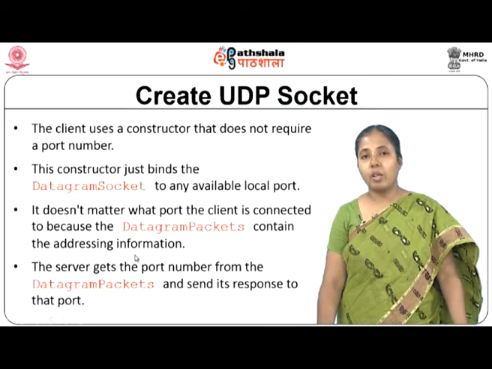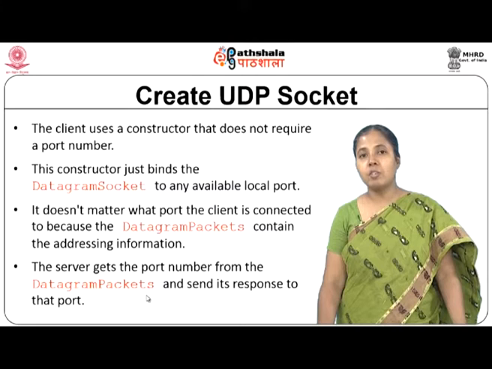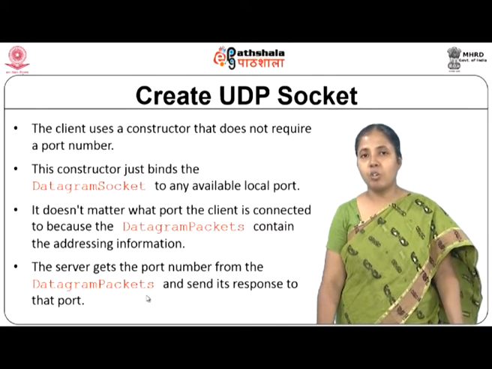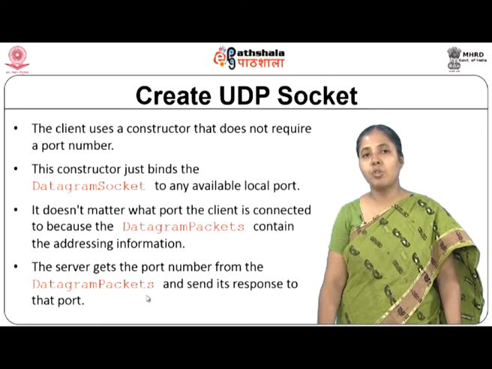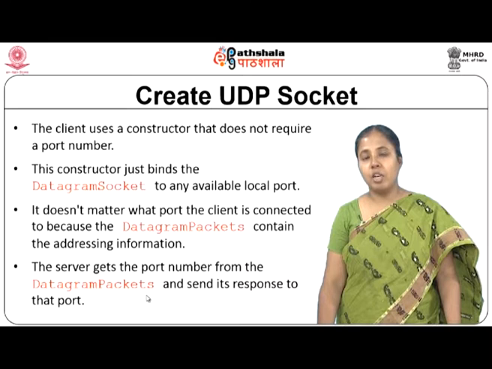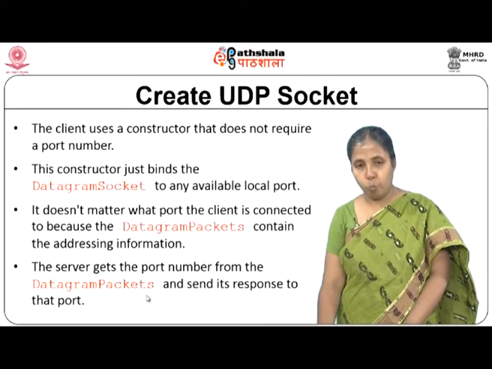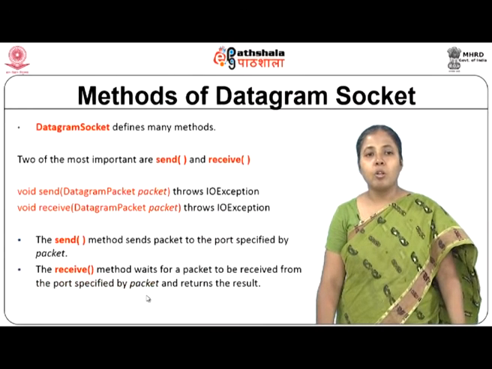The server would get the port number from the datagram packet, and it would send its response to that port number. The client, once it identifies the port number, would communicate to the server again on the same port number. So, the datagram packet is the one which contains this addressing information, not the DatagramSocket class. Now, DatagramSocket defines many methods, but the ones which we will be using now are the send and the receive methods.